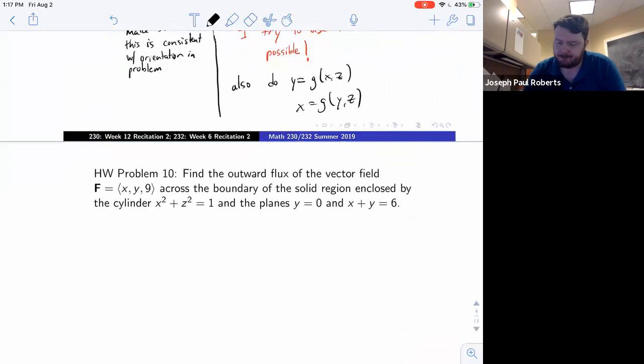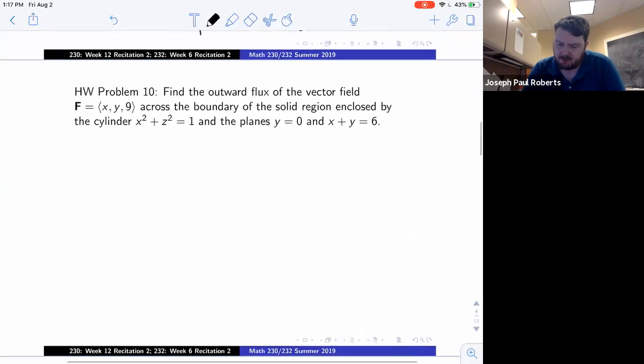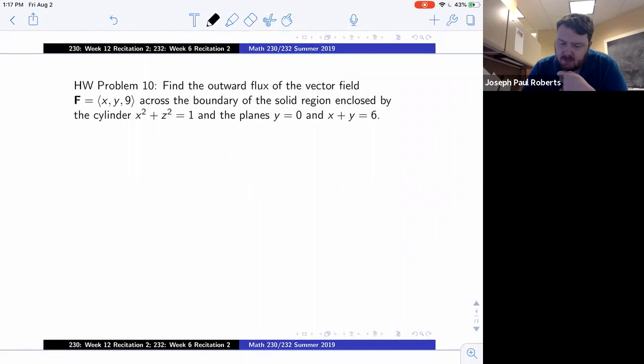Okay. So anyway, let's see if we can find the outward flux of the vector field x, y, 9, across the boundary of the solid region enclosed by the cylinder x squared plus z squared equals 1, and the planes y equals 0 and x plus y equals 6. So I think I might have rotated it, but I tried to do a parametrization of this type of surface. I guess it would have been last week's recitation, the last video that I did, which, when would that have been?